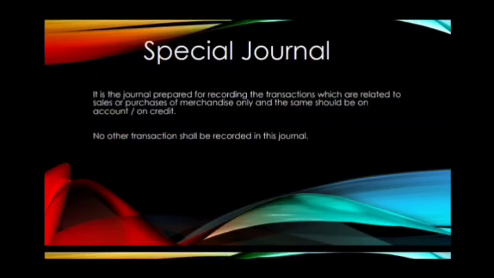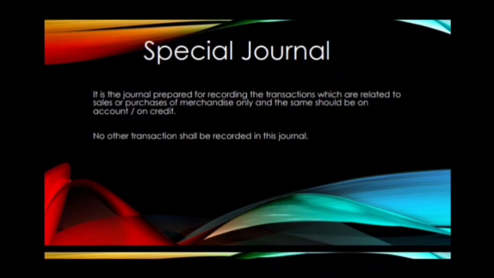So today we are going to discuss a special journal. In the previous video, we discussed the journal. So what was that? The journal is a book where all types of transactions, like cash and on account, and sale or purchase of anything, are recorded. But in a special journal, you have to record only the sale or purchase of merchandise, and that sale or purchase should be on account as well.